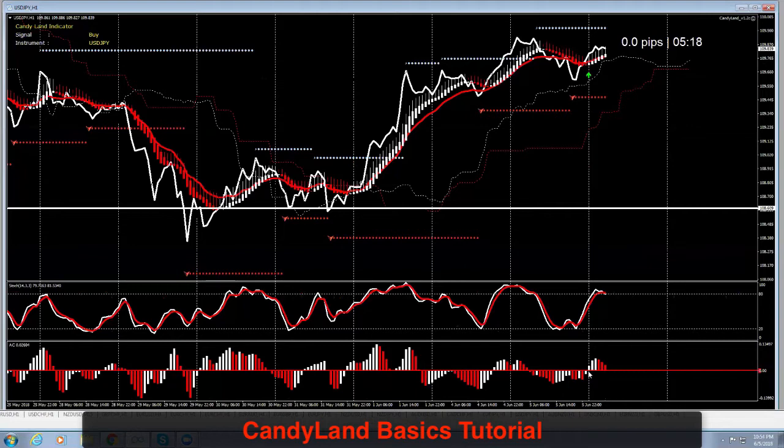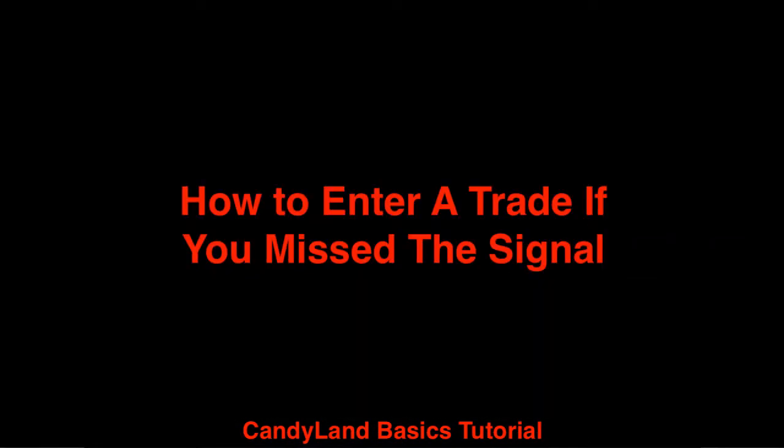Now, I'll show you another way you'll be able to get in a trade if you miss the signal. There's still another way to get in the trade. For example, right now, I don't know when you got this buy signal, but price is already moving up. So what would you do here? In a case like this.